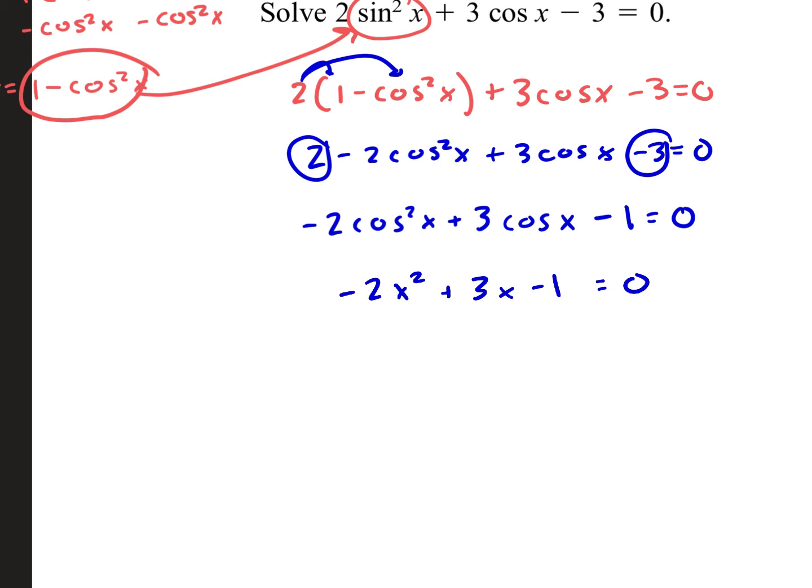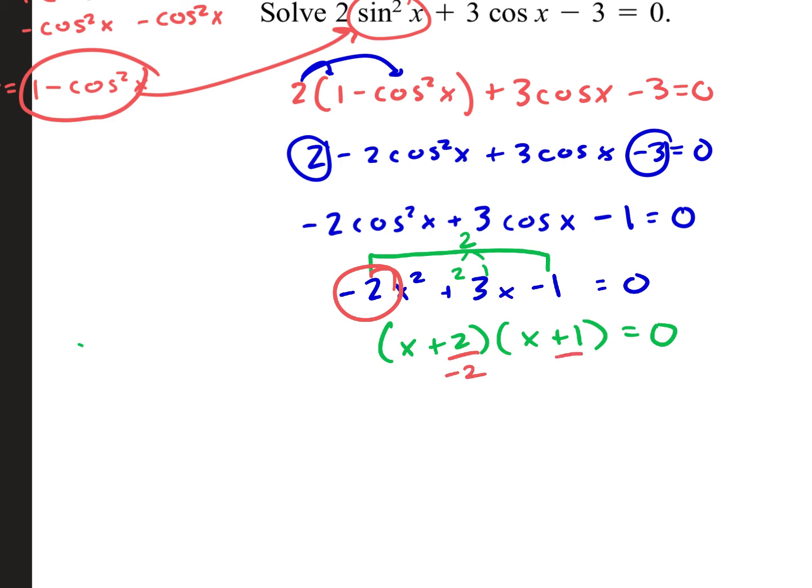And then what should I do? I can multiply the first and the last. So 2 times negative 2 times negative 1 would be positive 2. What are two factors of 2 that add to 3? 2 and 1. So here I have x plus 2, x plus 1. What do I have to do next? Divide by negative 2. Don't forget to divide by that number that you multiplied by. So here, this would be x minus 1. And then negative 2x plus 1.